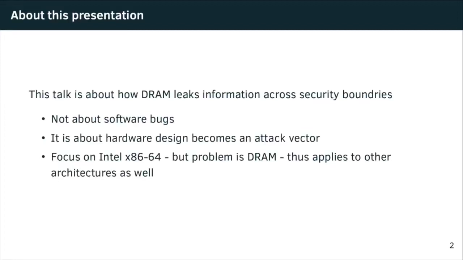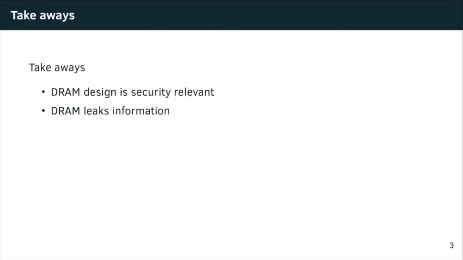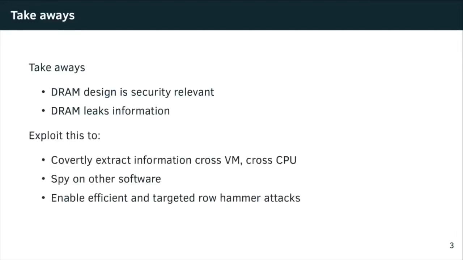So we will be focused on Intel x86-64. The problem that we identified is in DRAM, meaning that it applies to other platforms as well. So you should just keep that in mind going through this talk. The takeaways that we want you to have when you go are that DRAM design is security relevant, and specifically that DRAM leaks information. We can use this information to extract information cross VM, cross CPU. We can spy on other software, and we can use the information that DRAM leaks to enable efficient and targeted Rowhammer attacks.